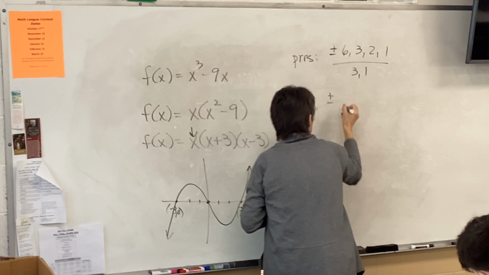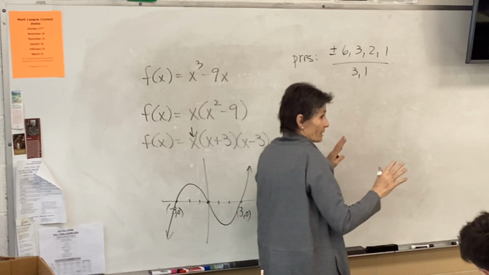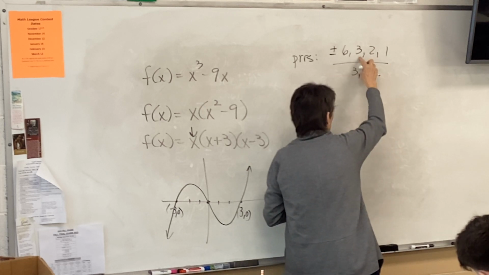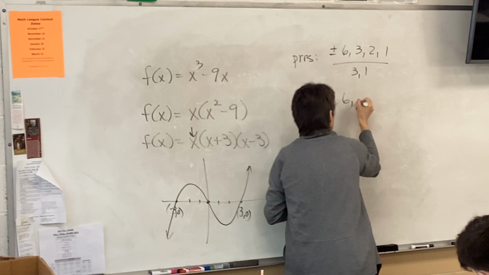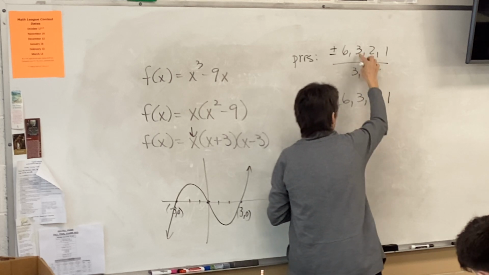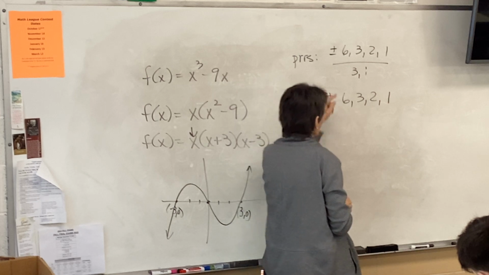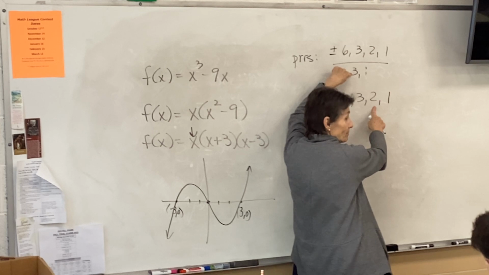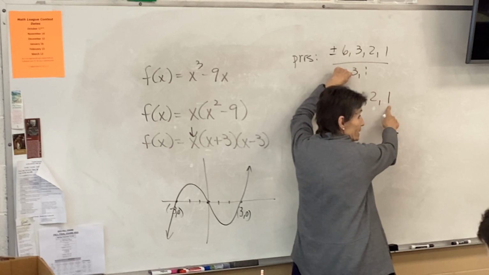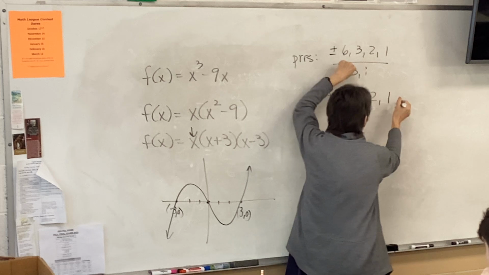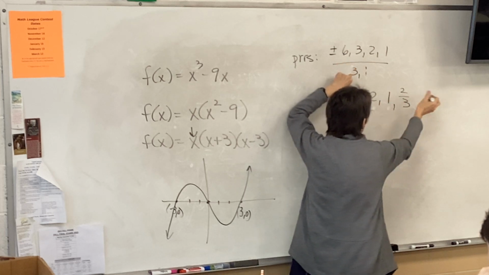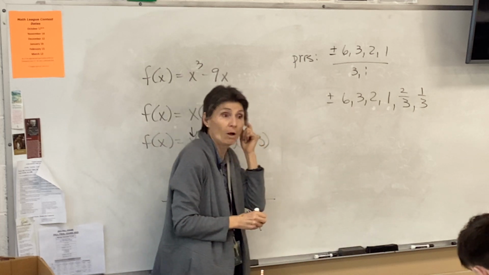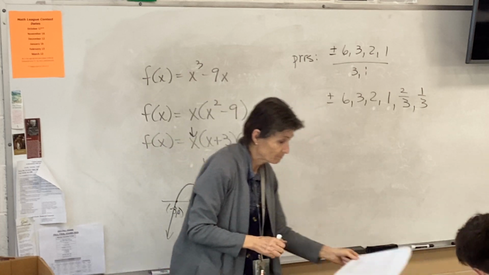So what's my list? Let's be organized about this. I'm gonna take all these numbers and put them over 1. So 6 over 1, 3 over 1, 2 over 1, 1 over 1. So that's just 6, 3, 2, and 1. Now, I'm gonna put them all over 3. But 6 over 3, I already have. 3 over 3, I already have. 2 over 3 has to be added, and 1 over 3 has to be added. So there are all of my PRRs.